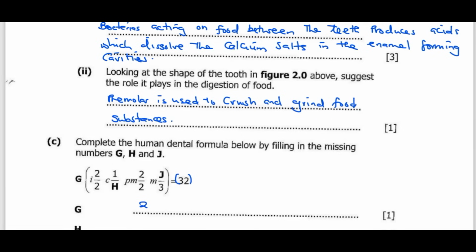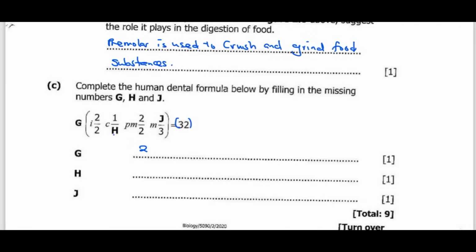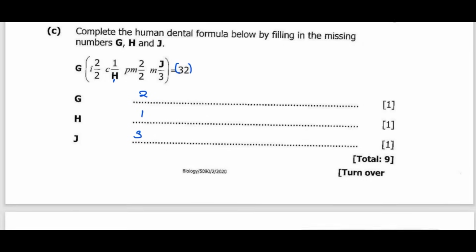Now, what about H? So H is 1, and then J is 3. The reason is very simple. Because you should have 3 molars, and canines should be 1. When we multiply, you're going to have 2 on top and 2 down. The same applies with all of this. So when you multiply and then you add, you're going to be found with 32 teeth.